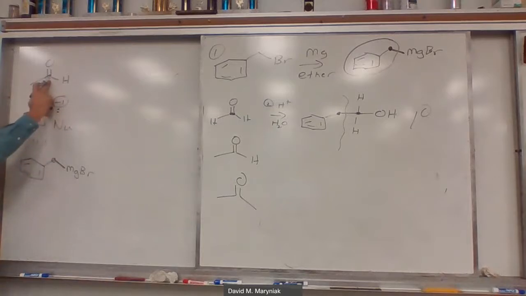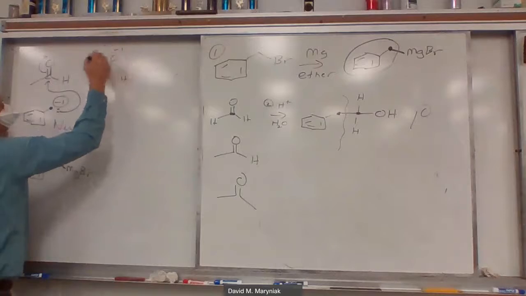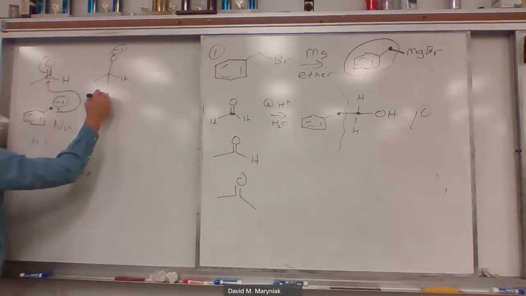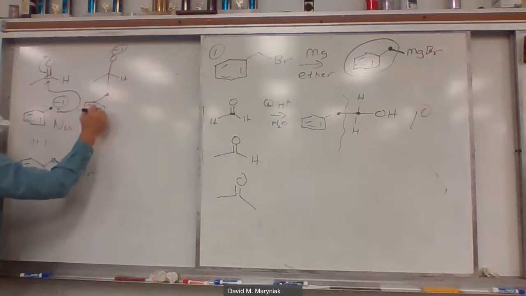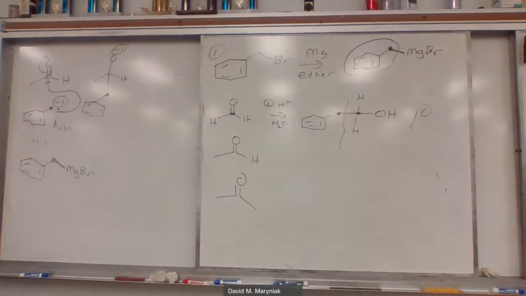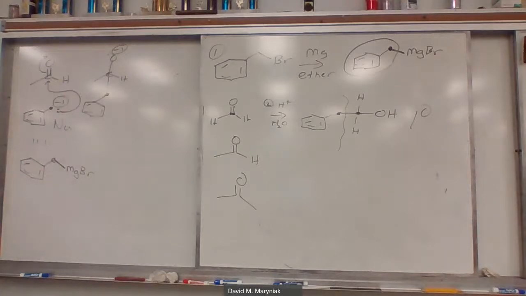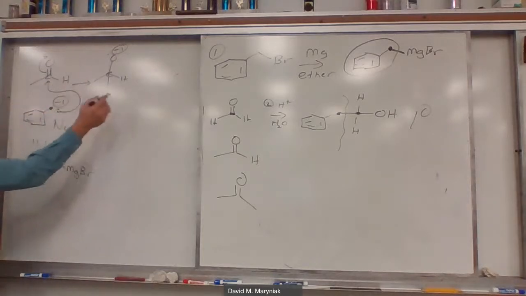So who attacks who? Nucleophile always attacks electrophile. What allows that to happen? The fact that this CO double bond can flip up. That alkoxide, and would that new connection be made? So that's the intermediate alkoxide.